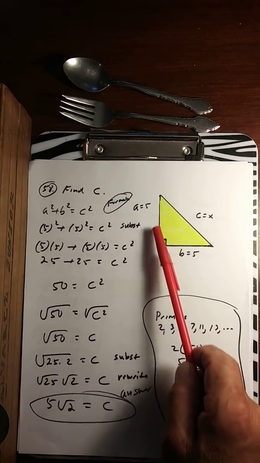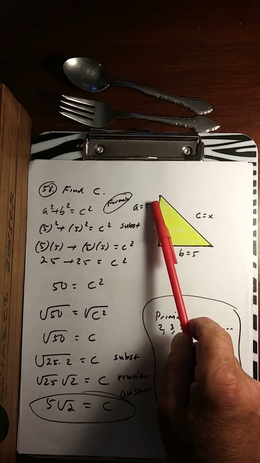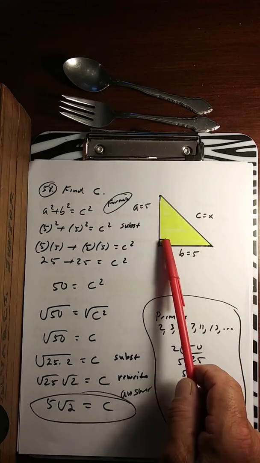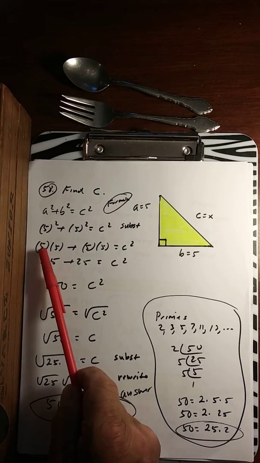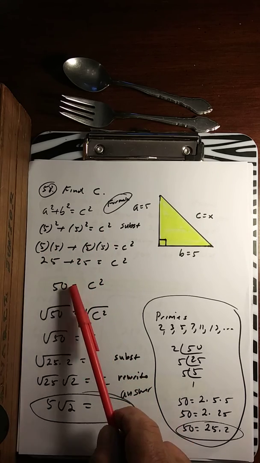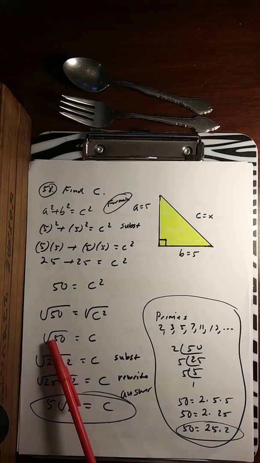Find C. So this is the Pythagorean theorem. A squared plus b squared equals c squared. It's a right triangle right here. So 5 squared and 5 squared is that. 25 plus 25 is 50. Square root, so the square root of 50 is c.